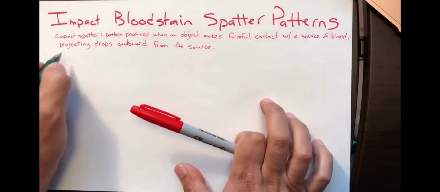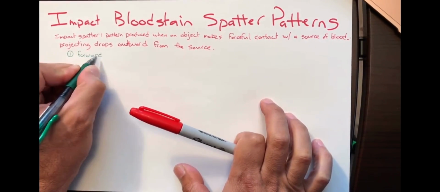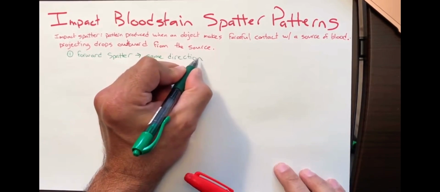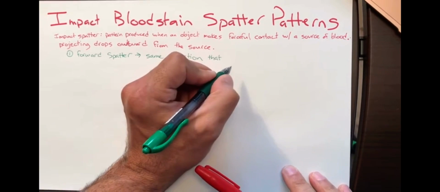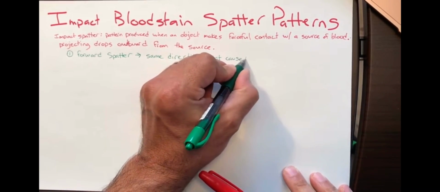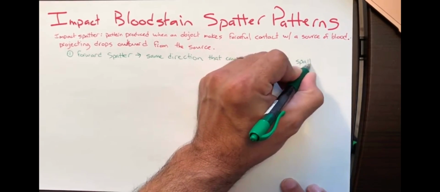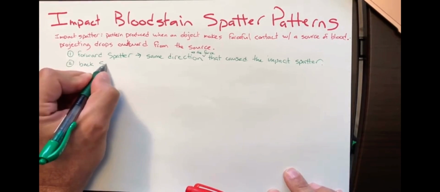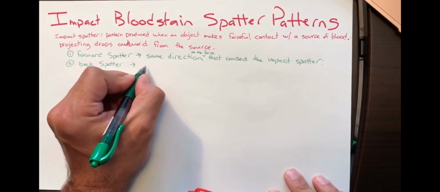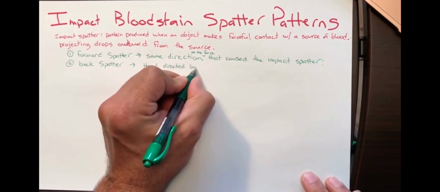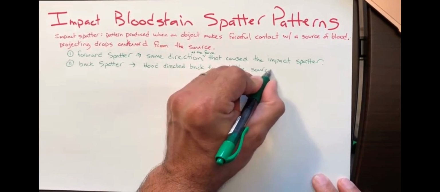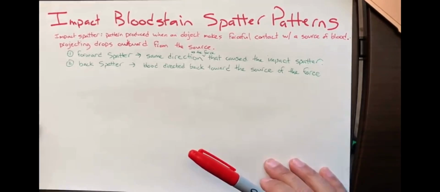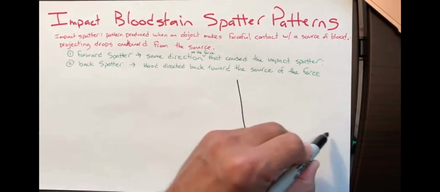And we have two kinds here. We have forward spatter. What is forward spatter? Well, it's spatter that keeps going in the same direction as the force that caused the impact. So, if a baseball bat, say, hits you from the right-hand side, blood that goes out the left side is considered forward spatter. Back spatter is blood that's directed back towards the source of the force.